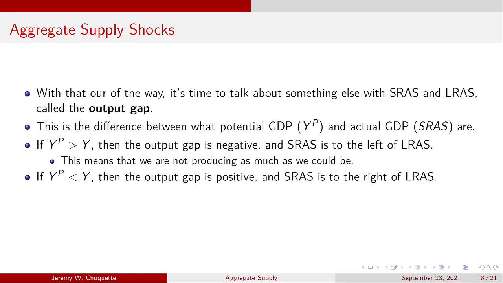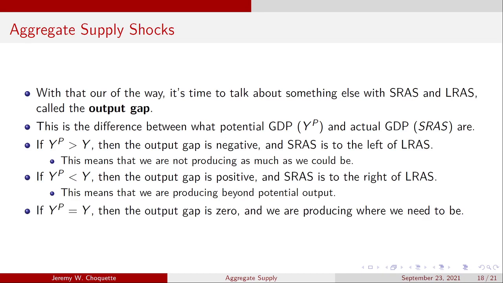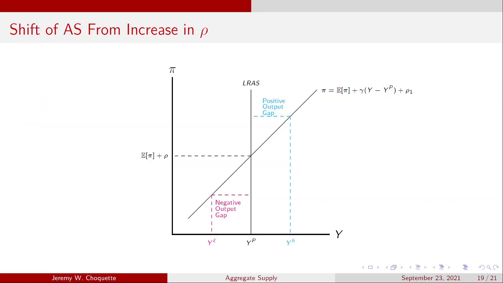The flip side holds. If actual output is larger than potential output, the output gap is positive, and short-run aggregate supply is to the right of long-run aggregate supply. This means we're producing beyond our potential output. Now, if the two are equal, the output gap is zero, and we're producing right where we need to be. Here are illustrations of a positive and a negative output gap. What you see in pink is the negative output gap. At that point, short-run aggregate supply is less than long-run aggregate supply. Positive output gap, well, it's above.